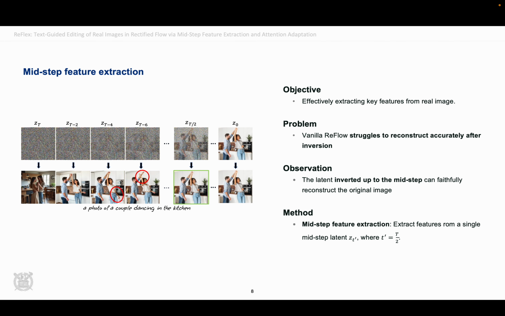To address this issue, we analyzed the intermediate latents obtained during the inversion process. We found that when an image is fully inverted into the noise space and then reconstructed, the original content is almost completely lost. In contrast, when the inversion is stopped at an intermediate step and then reconstructed, the original image can be nearly perfectly preserved. Based on this observation, we propose mid-step feature extraction, where features are extracted from the latent at this intermediate inversion step.